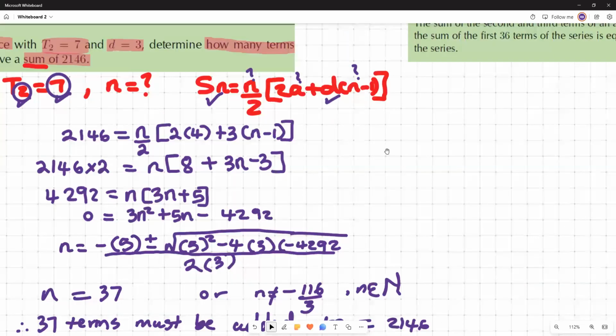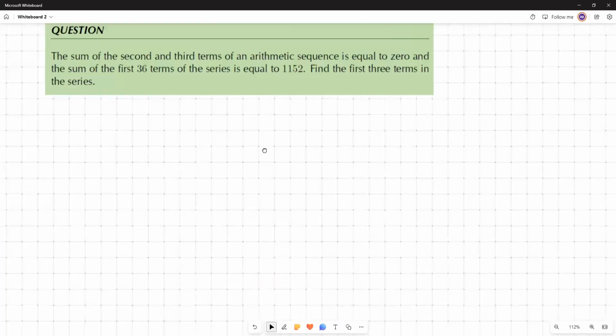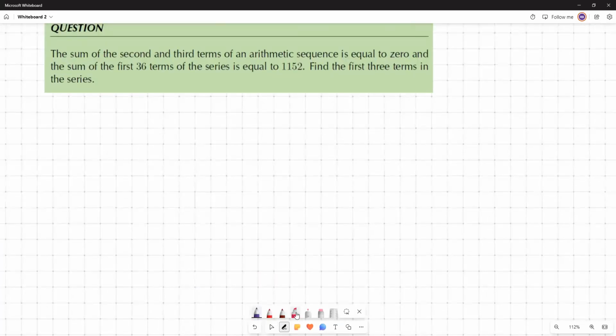Okay, without wasting time, let's check the second question. So in the second question, let's highlight first the sum of the second and third terms of an arithmetic sequence is equals to 0. Okay, let's convert that statement into words. They say the sum of the second and the third term. So term 2 plus term 3, your answer will be 0. That's what they are saying there.